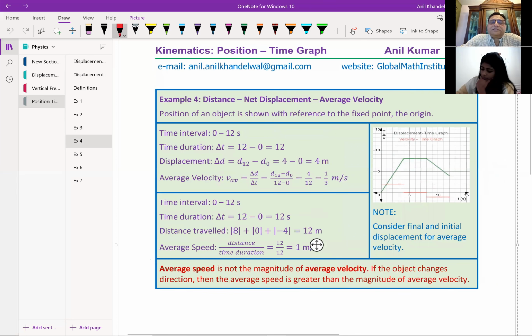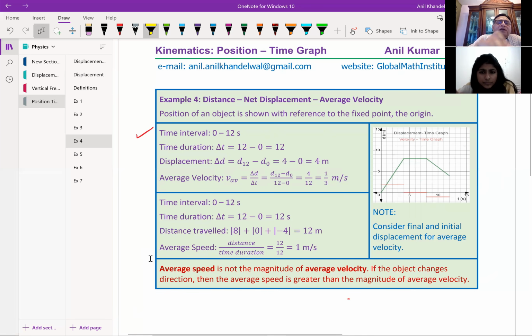Example 4: distance, net displacement, and average velocity. Now we are going to focus on average velocity. You have a clue about it, correct? I think we're in a good position to answer this particular question. Here we have the position of an object shown with reference to a fixed point and the origin. It is, I think, similar to the graph we had drawn earlier. Now we'll focus on the total interval.